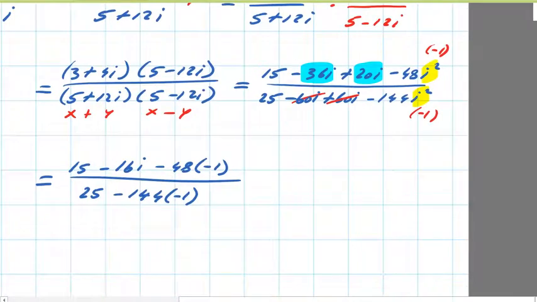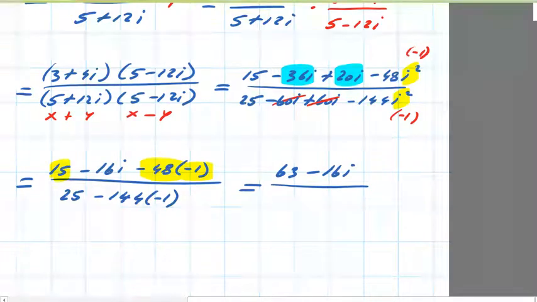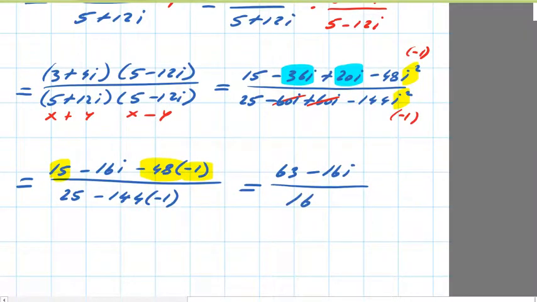which is equal to 15 plus, now that's plus 48 and 15, so now keep your real parts together. That's now real and that's now real. That's plus 48 and plus 15, 48, 58, 63. So it's 63 minus 16i over. Below the line we have plus 144 and 25 is 169.